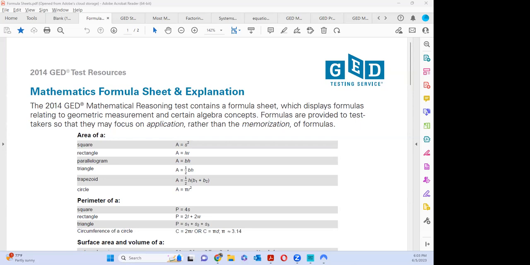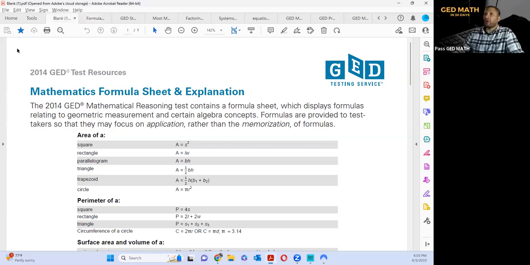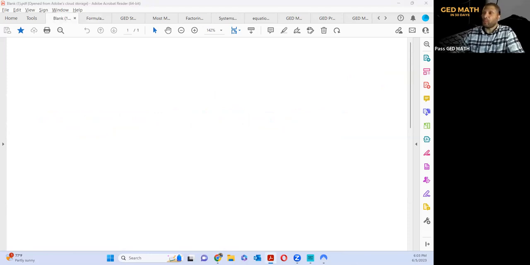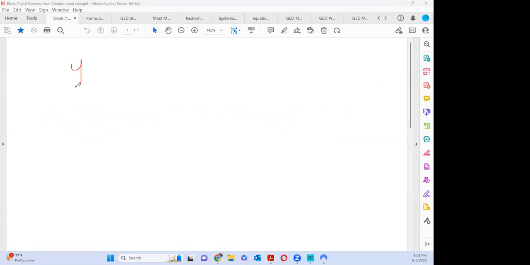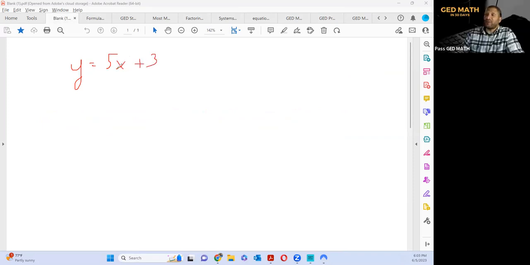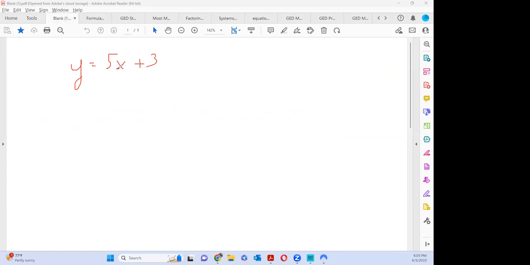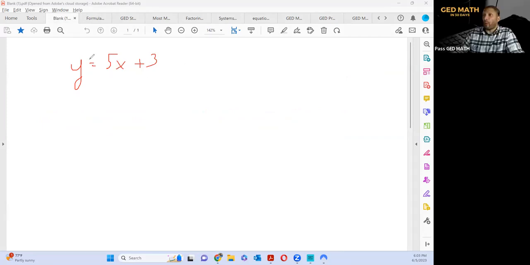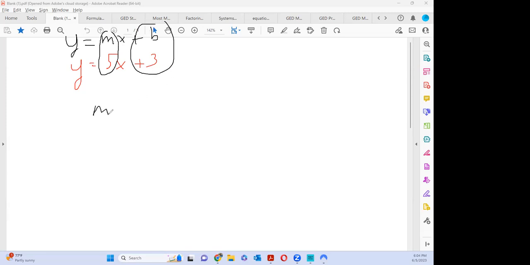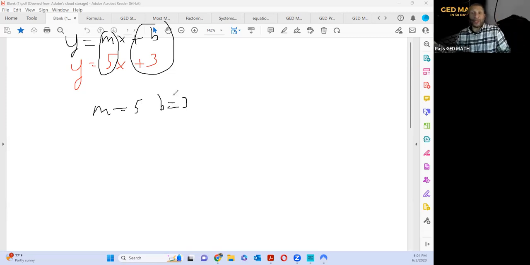I have y equals mx plus b. Okay, what's your question? Y equals 5x plus 3. So again, very easy. Y equals mx plus b, so your slope, your y-intercept. Slope is 5, y-intercept is 3. If you get y equals, you should laugh all the way to the bank.